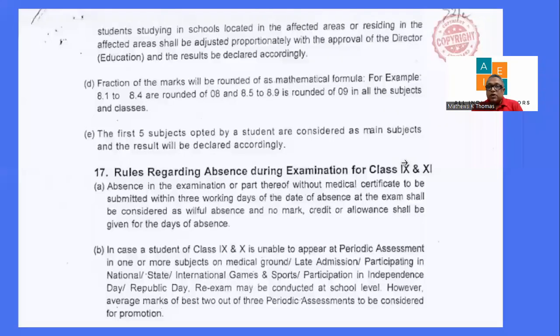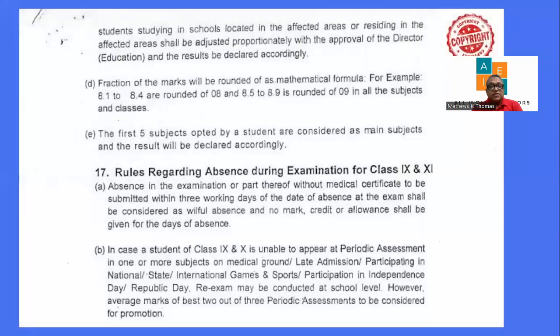What is important at this point of time is that if there are any fractional marks, please round it off to the next higher number. So if you are rounding off 8.5, 8.6, anything 0.5 and above, you round it off to the next higher number, that is 9. And if it is below 8.5, round it off to the lower.